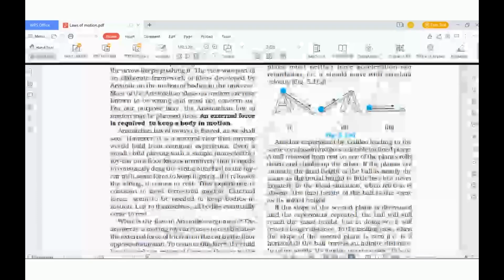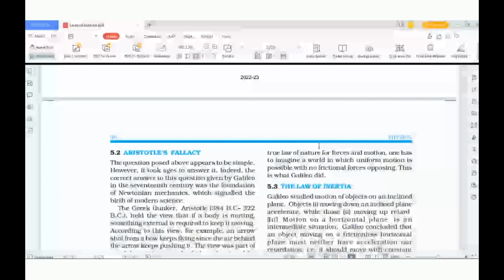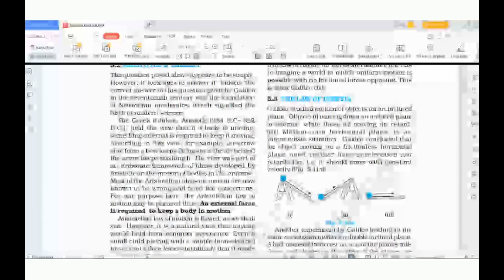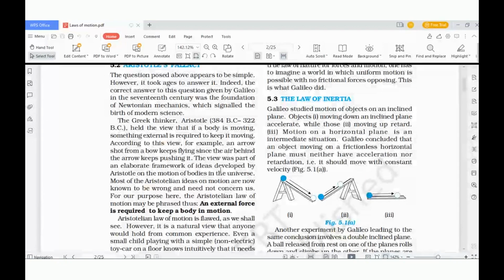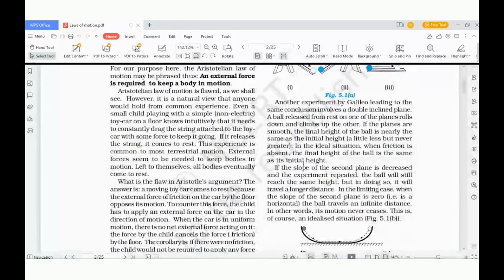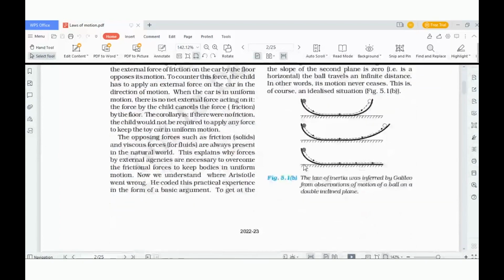Inertia, the tendency to remain unchanged. Correct. So I'll just share the screen of that NCERT. I think we have talked about Aristotle's fallacy, right? It was initially assumed that to change the state itself, we need the external agency. That was the assumption. But later we came to know that to move in uniform motion, we don't need any external force. So that was the false notion about the concept of inertia.